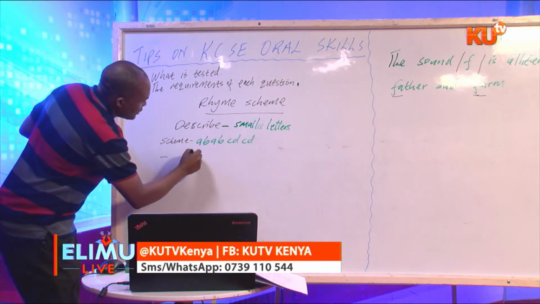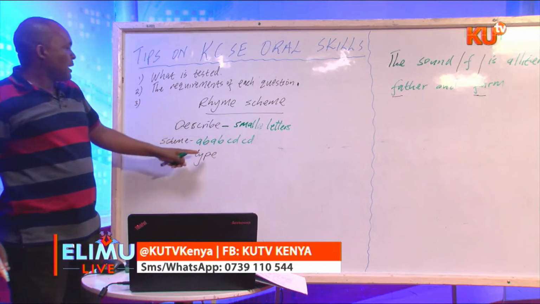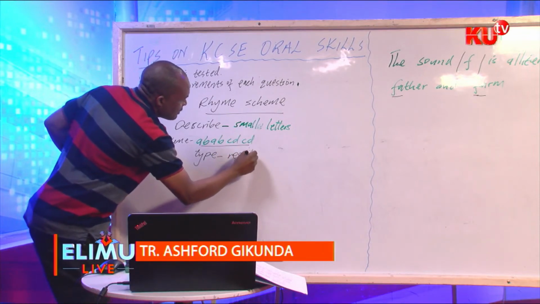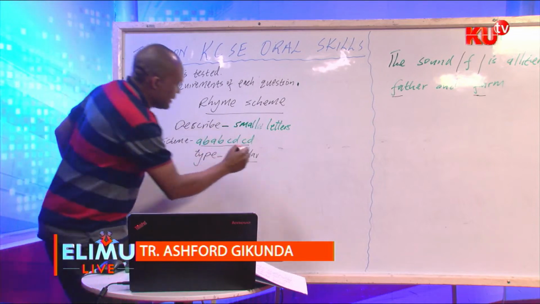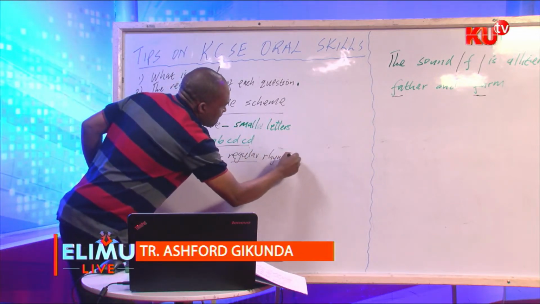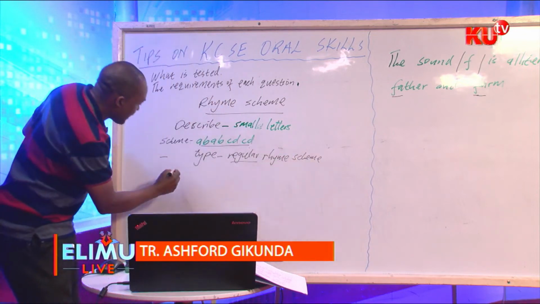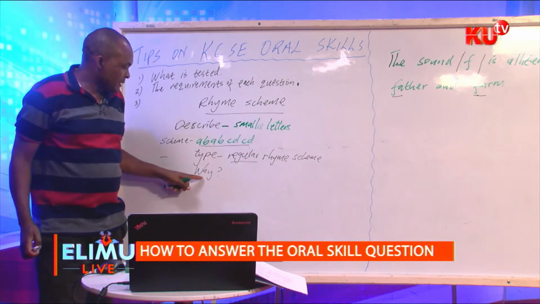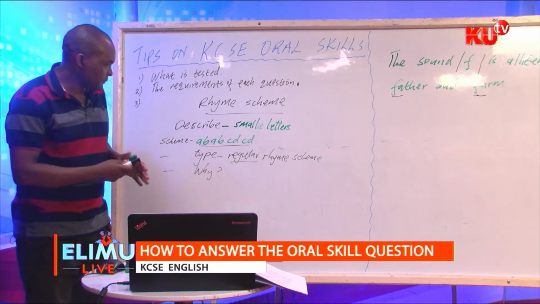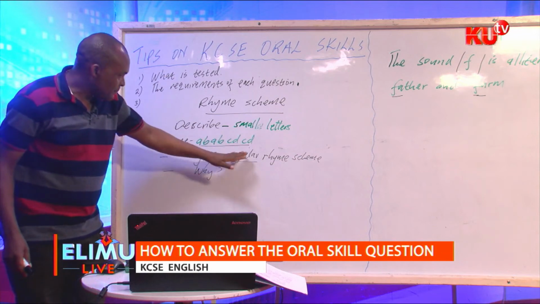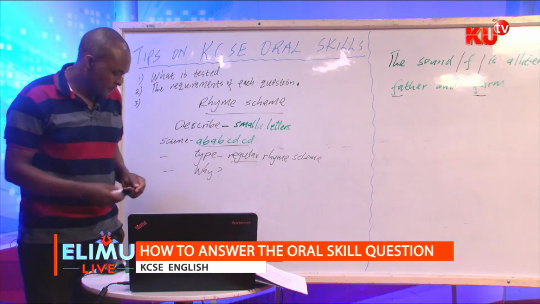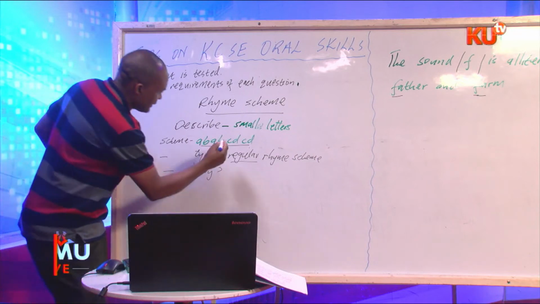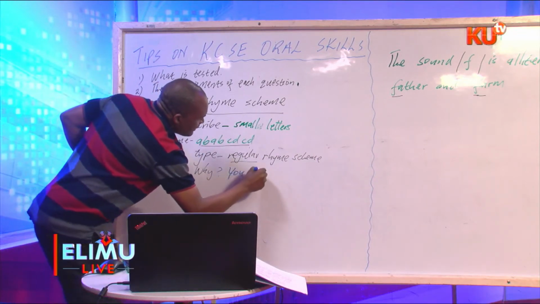When you do the scheme, this is the scheme. The next thing you do is to state the type. What type of rhyme scheme is this? From this arrangement, you can see it is a regular rhyme scheme. You state the type, and the third thing for you to score, you say why. This is the part I want to emphasize, because I've seen many of us can do the description. They are able to state the type because it is obvious from the letters. You can always tell the type, but the reason is the one that we fail to give. And the reason is always, if it is regular, you say you can predict.